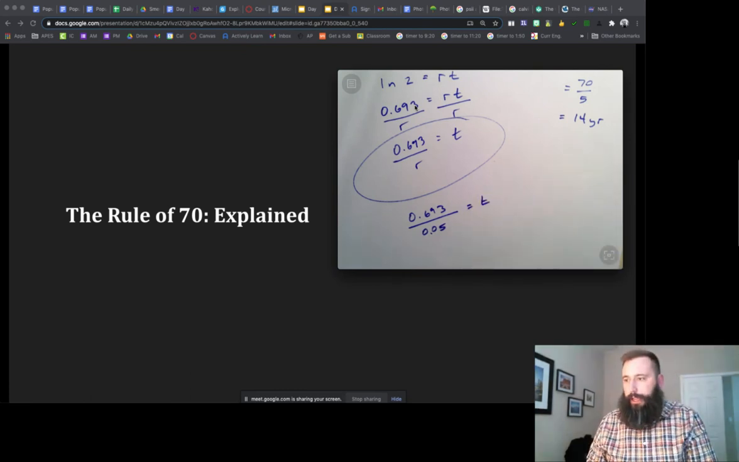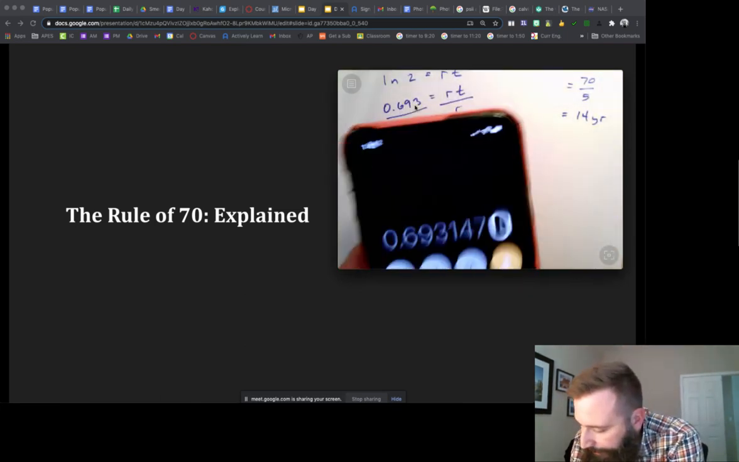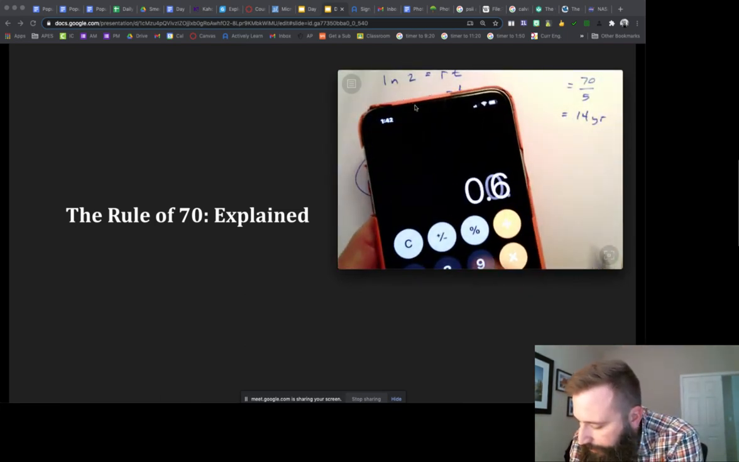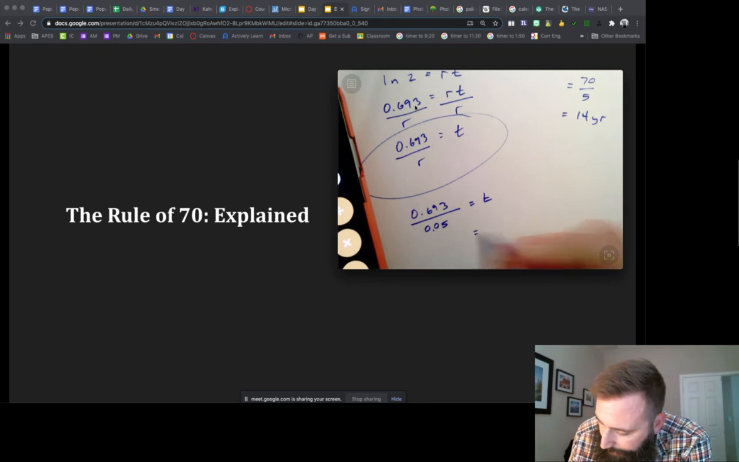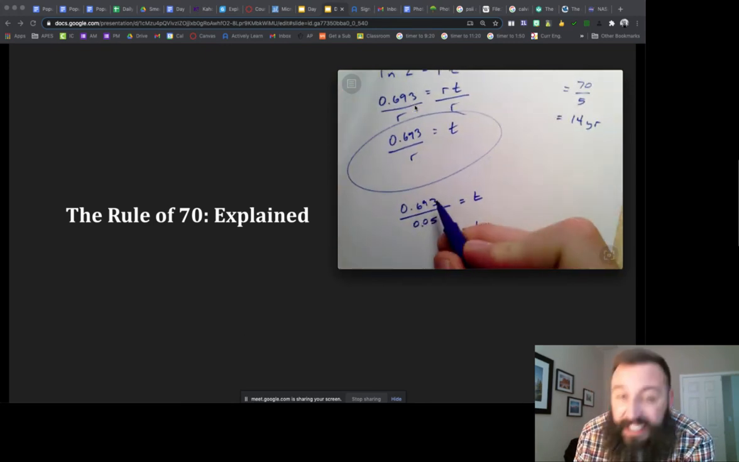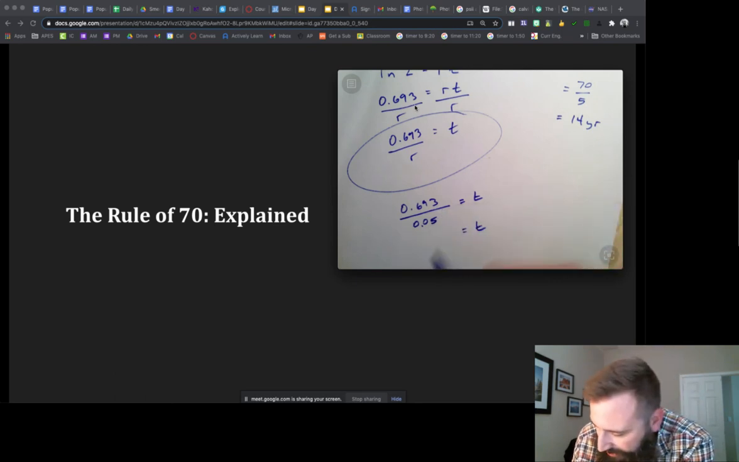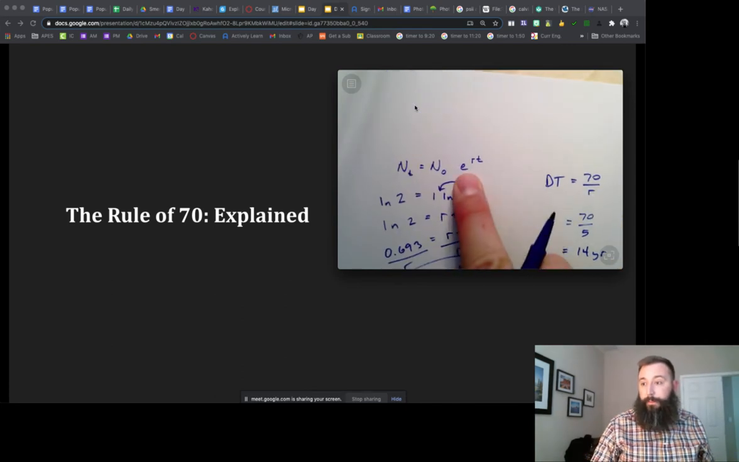Let's plug it into the calculator. I bet you it's about 14 years. Let's take a look. 0.693 divided by 0.05, and we get about 14 years. I guess maybe the better name for the rule of 70 would be the rule of 69.3, but that doesn't just roll off the tongue. And so instead, we go with the rule of 70, which is a close approximation to what you would get if you actually plugged it into this equation here. I hope that made sense.